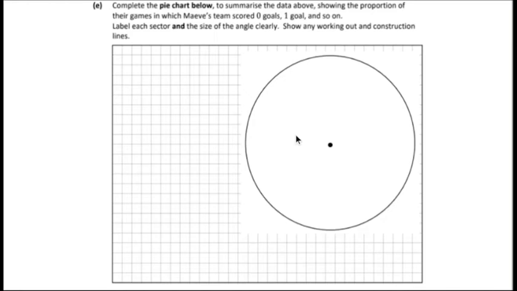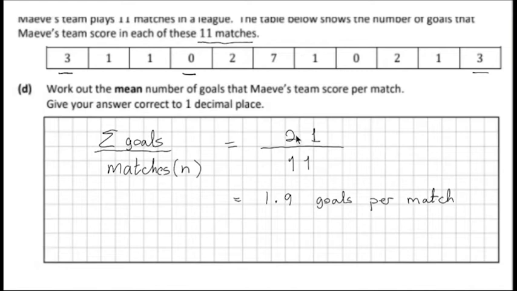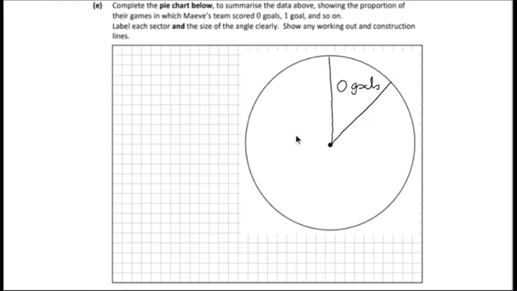angles. So let's take 0 goals. Let's work out that one. So if we go to the table, we have 2 instances of 0 goals. So that means we're going to have 2 over 11, that's your proportion, and we will multiply that by 360, which is the full rotation of the pie chart, and we will get approximately 65 degrees.